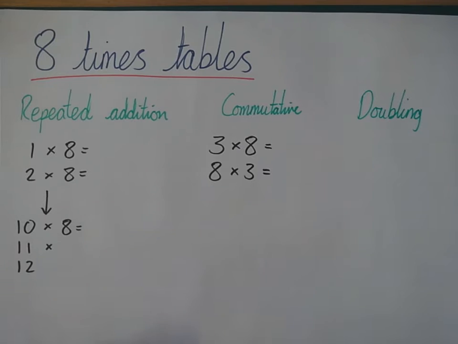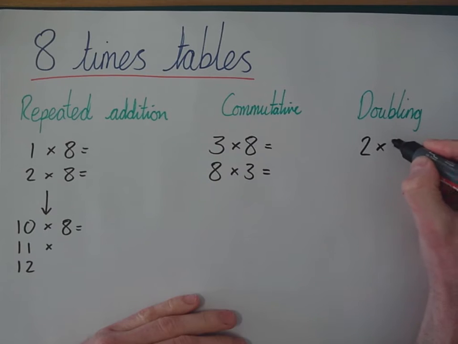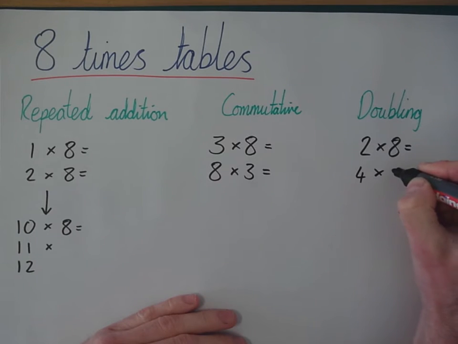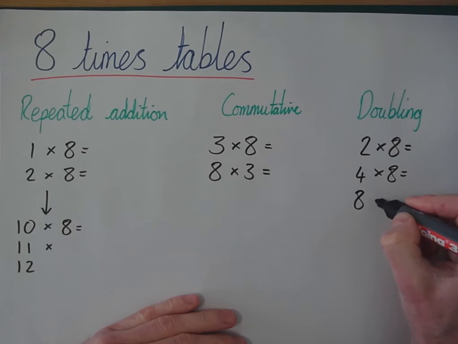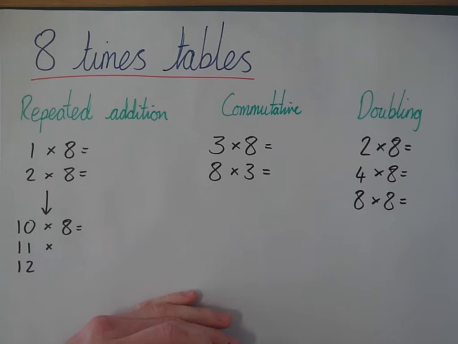When I'm working things out in my head, I might get a fact like, if I think I can work out what 2 lots of 8 are, and then if I double that, 2, 4, and then if I can double that, I then quickly know what 8 lots of 8 are, and I can work it out that way.